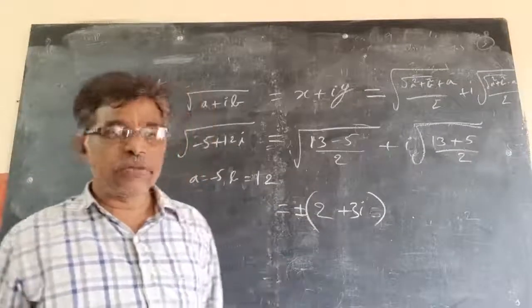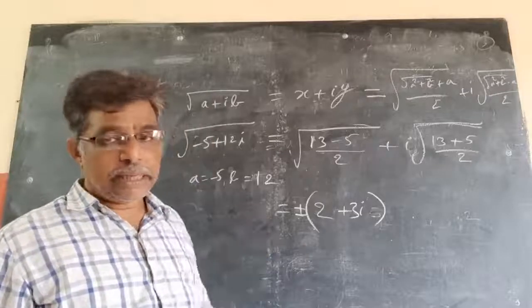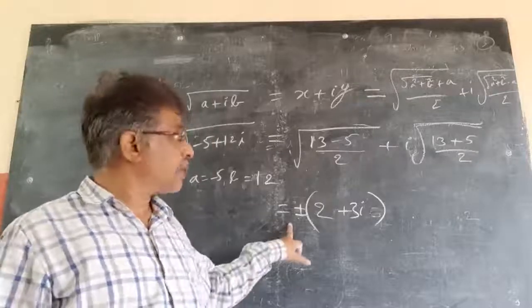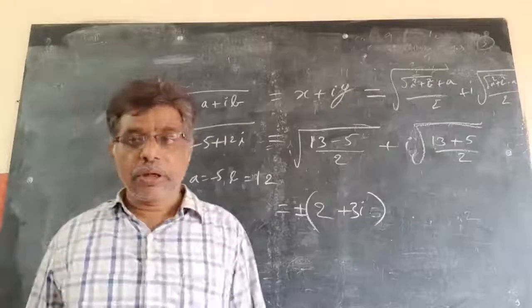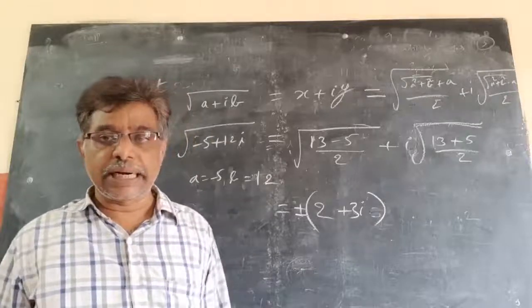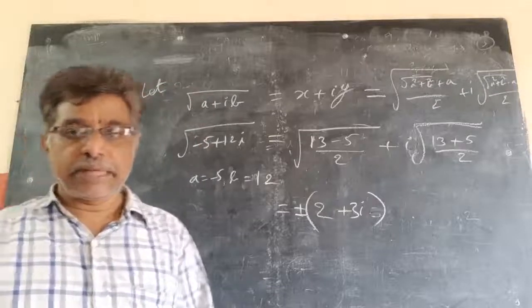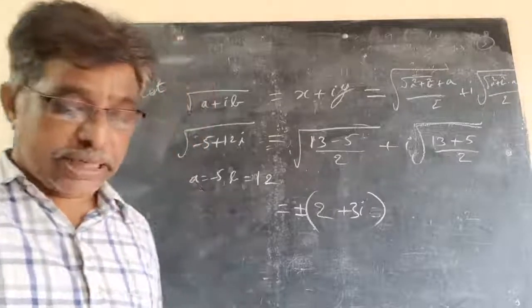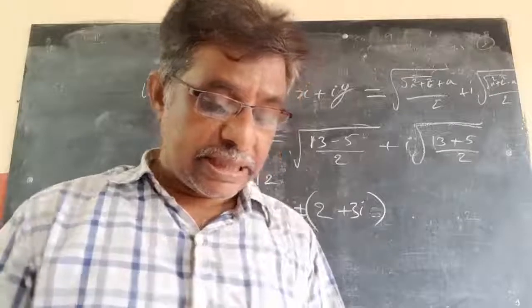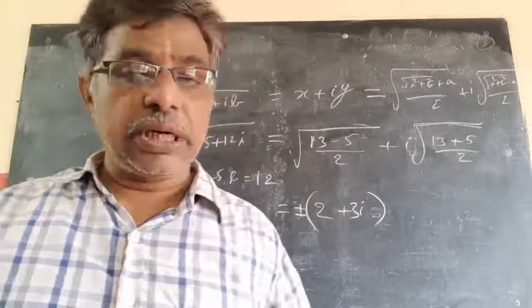So like this you can find the square root of any number. Just keep plus or minus because we are finding the square root, like root 4 equals plus or minus 2. Use the same procedure, and it gives you the square root of any complex number. Now this is the end of this first exercise. The next exercise concepts we will learn in the next class.